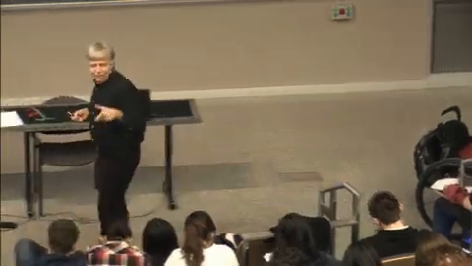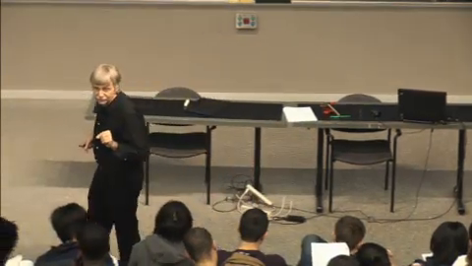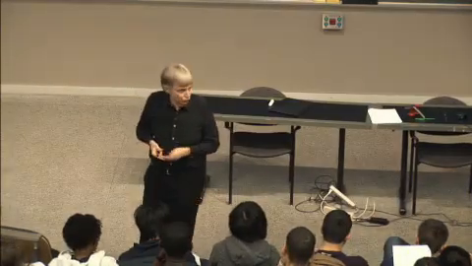There's another way of thinking about it, and this is kind of a summary of several comments that came from the audience. The difference equation is declarative. It tells you a true statement about what the system will do. The block diagram is imperative. It tells you what to do now. Take the input, put it into an adder. Take the input, multiply by -1, put it into a delay. Take the delay output, put it into an adder. The representation with a block diagram is imperative. It tells you what to do.